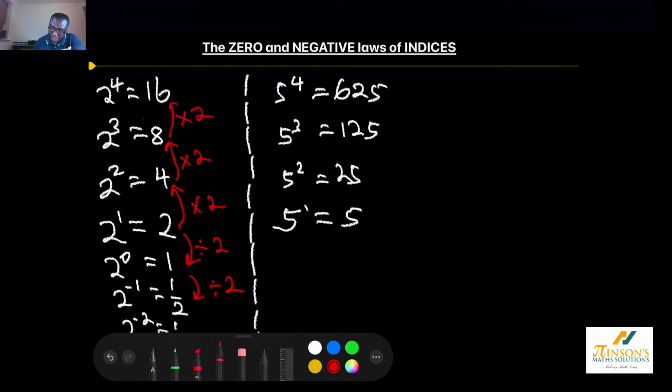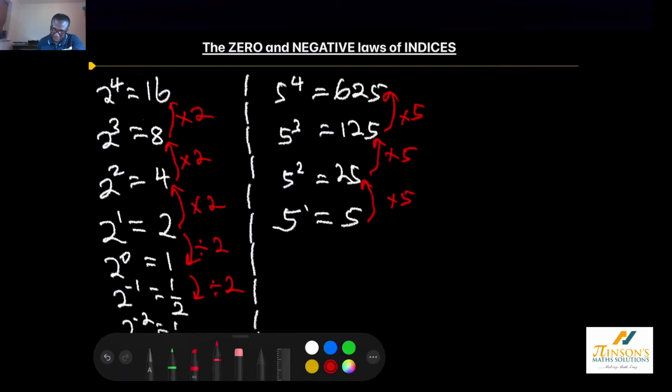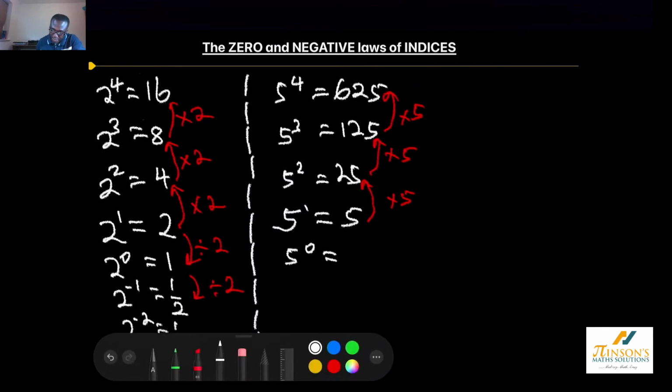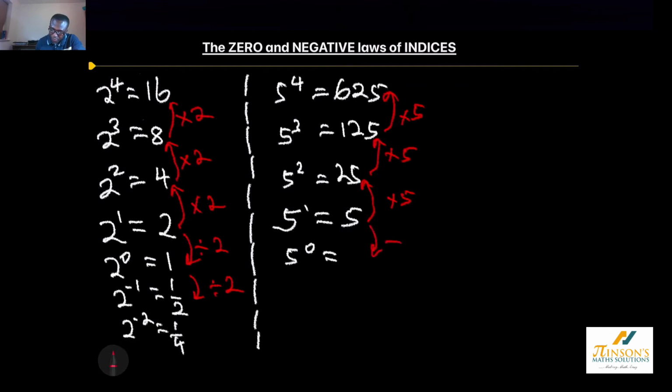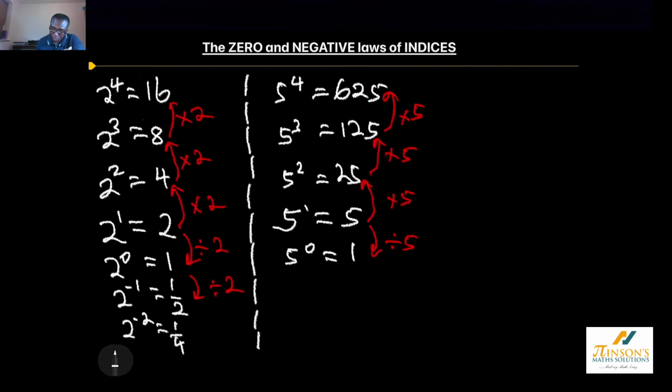Now that we've got that, let's find out what the pattern is for these numbers. Going up, is the same thing happening each time? Yes, it is. We're multiplying by 5 each time. So if I were to work out 5 to the power 0, I'm going the opposite direction to multiplying by 5, and that would be dividing by 5. When I divide 5 by 5, like we found when we divided 2 by 2, we get 1. When we divide a non-zero term by itself, we get 1.